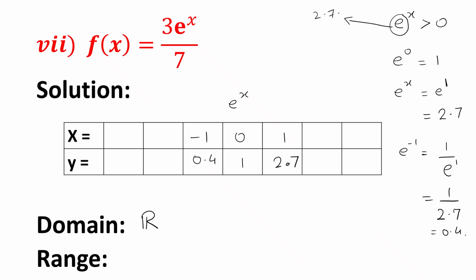So it means the values of e power x are greater than 0, meaning positive values. Now in the given function, it's 3 into e power x. So we multiplied 3 on both sides. It becomes 3 into e power x, and on this side it will be 3 multiplied by 0, that is 0. And then divide both sides by 7. Again, this is greater than 0.